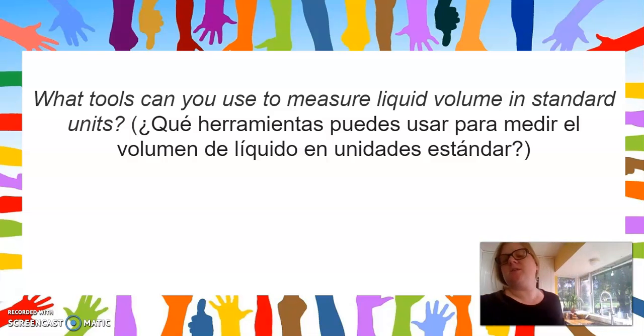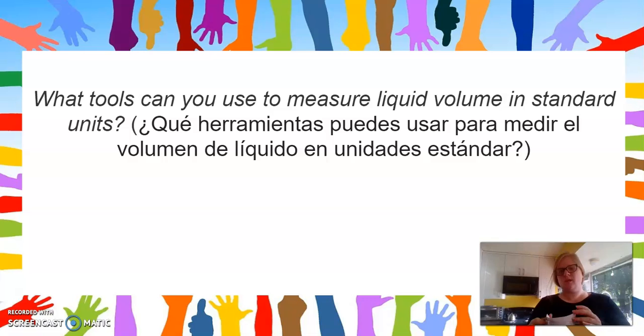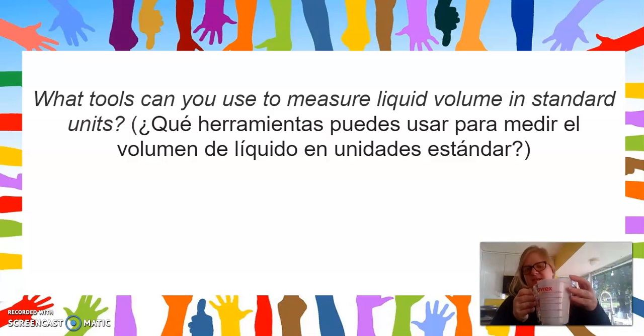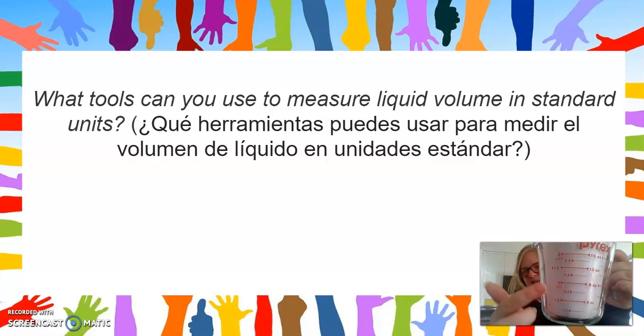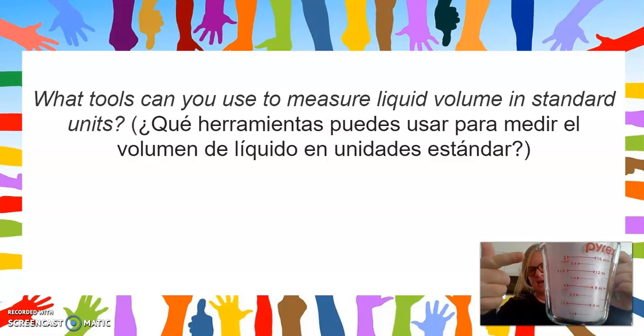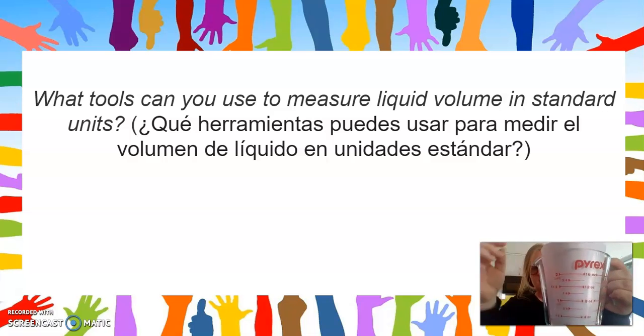Well, one way we could do it is with a cup like this. So on one side of the cup, it has 2 cups, 1.5 cup, 1 cup, all of these measurements in cups. We have ounces on the other side, okay?